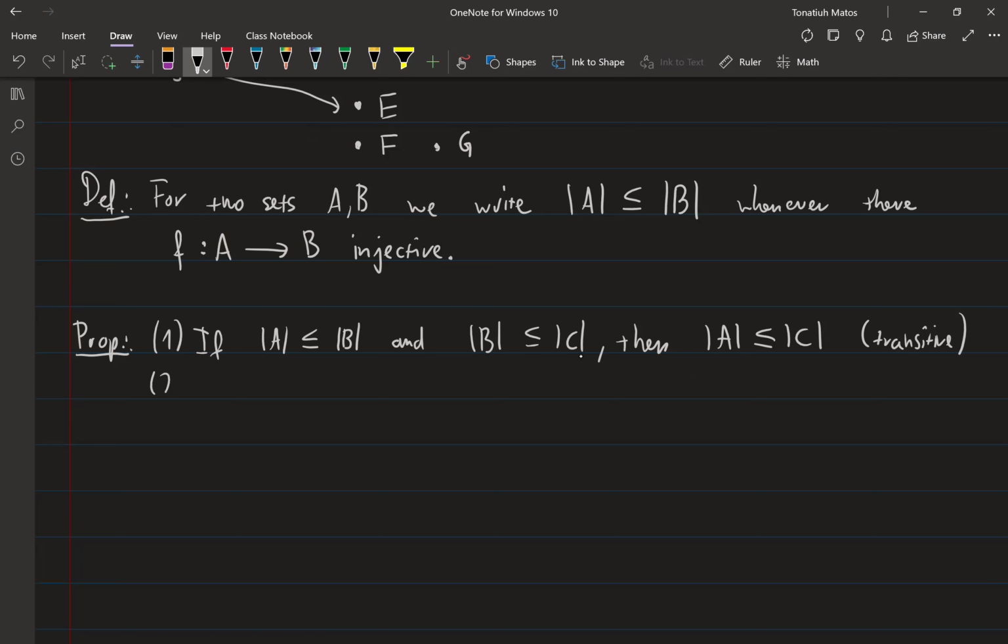The second property that I want to talk to you about is if A is less than B and B is less than A, then, well, of course, you would expect these two sets to have the same size, right? This is how these two ideas are connected. The converse is obviously true. If there is a bijection between A and B, well, this bijection and its inverse are both injective, right? So the converse is trivial.